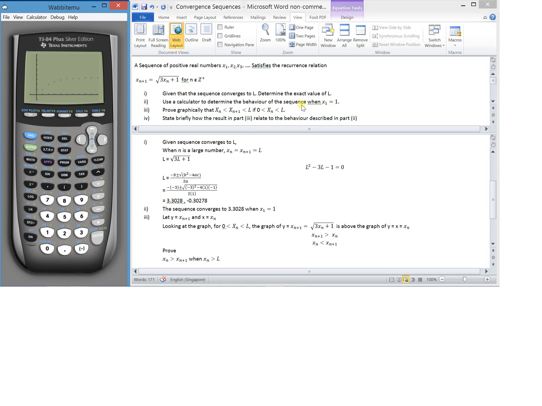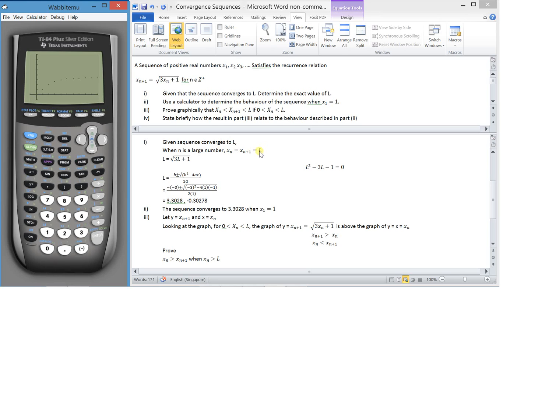So to find that value, we can let the number that the sequence converges to be L. When n is very large, imagine a very large number, then xn and xn plus 1 are almost the same number. We want to find that number, so we let L be that number. L would be equal to xn plus 1 and xn, that means the number after and the number before. They will be equal when n is a large number.